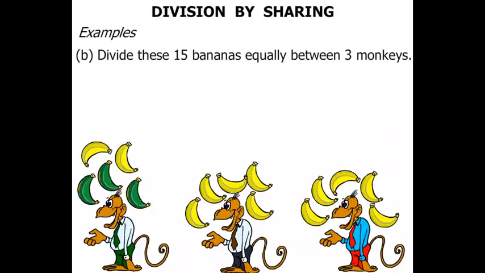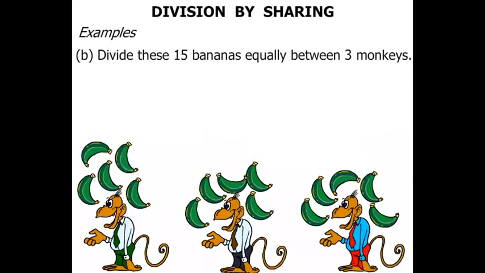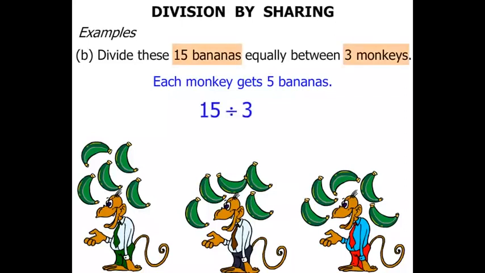1, 2, 3, 4, 5. So 5 bananas there. 1, 2, 3, 4, 5. Again, 5 bananas. 1, 2, 3, 4, 5. And 5 bananas there. So each monkey gets 5 bananas. So we had 15 bananas split up between 3 monkeys. We can write that as 15 divided by 3. And the answer equals 5.